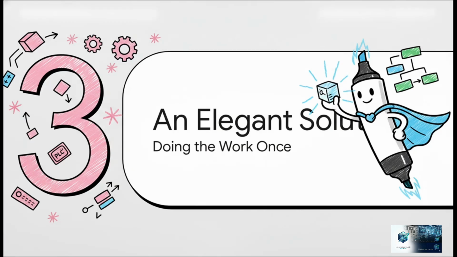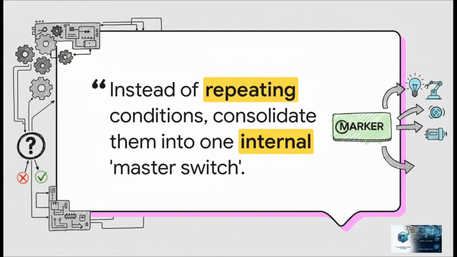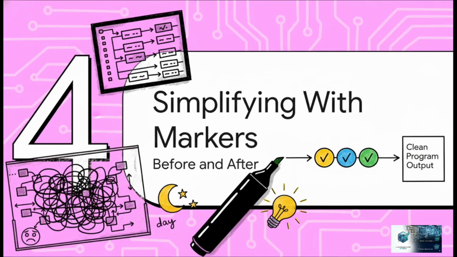So let's get to the good part, the solution. This is where things get way cleaner, way more professional. And this is where our little virtual marker becomes the hero of our story. The whole philosophy here is super simple, but it's incredibly powerful. Stop repeating yourself. Do the hard work of evaluating your complex conditions just one time. Store that simple true or false result in a marker, and then just use that simple marker as your trigger for everything else.